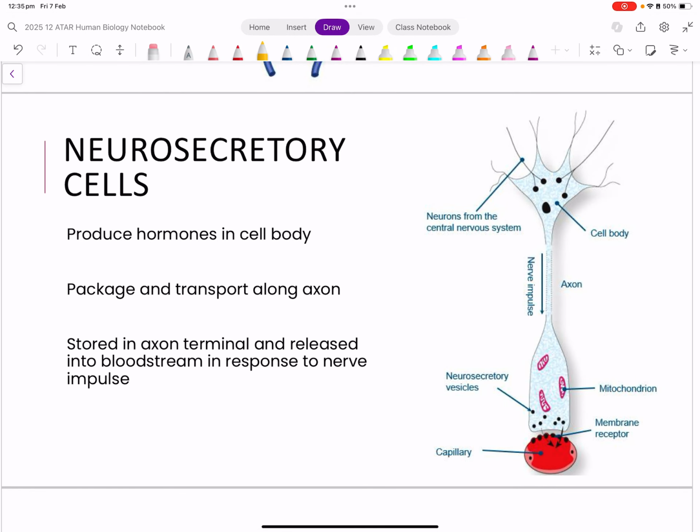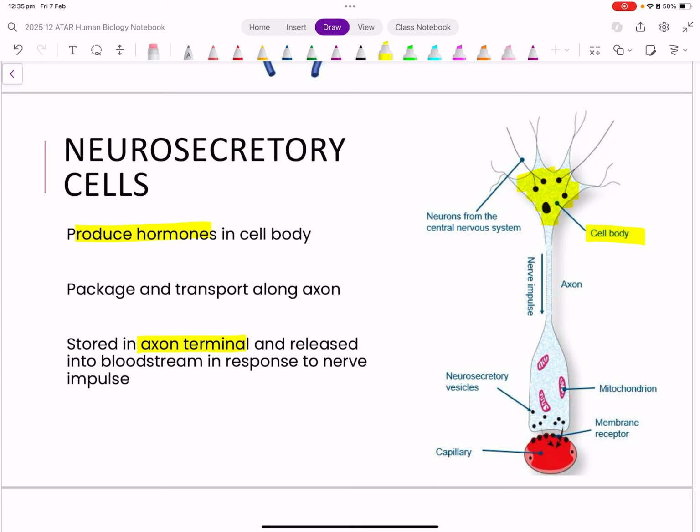Neurosecretory cells are a particular type of cell found in the hypothalamus, and these cells are what produce hormones in the cell body. The cell body of this particular one is this area that we can see in yellow here. Now, these hormones are then packaged and transported along the axon, which is the long body of the neurosecretory cell, and the hormone is held in the axon terminal, where it is eventually released into the bloodstream.